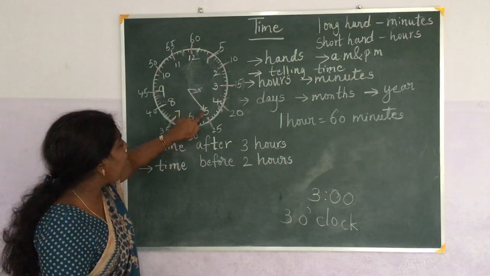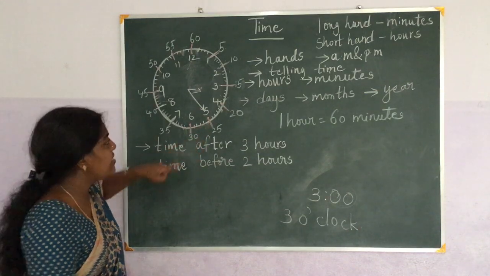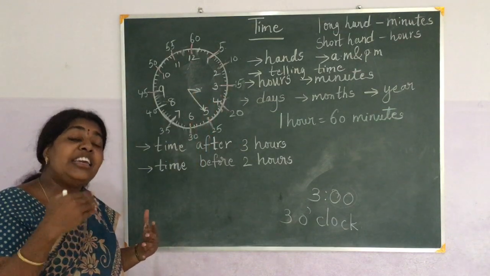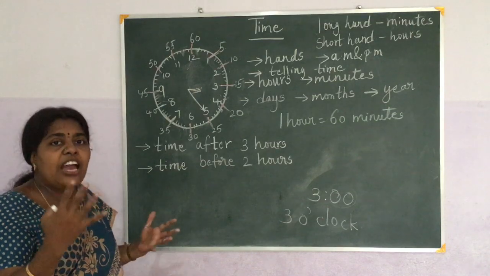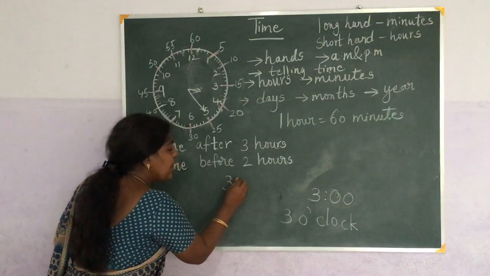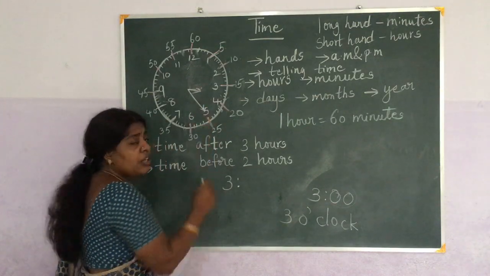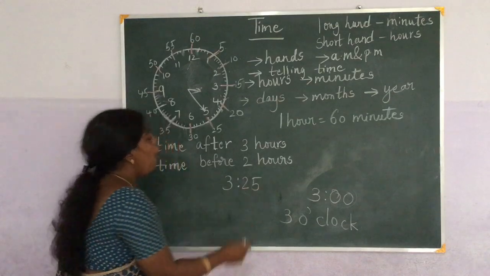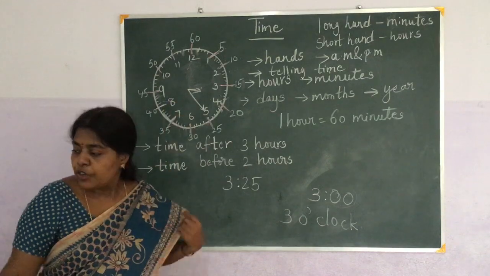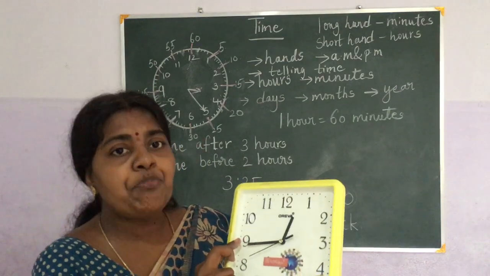Now, if the long hand is at 5, how many minutes do you get? 25 minutes. Now, the short hand is between 3 and 4. Though the short hand is going towards 4, the time is still 3 only. So the time is 3 and you have to write the minutes. How many minutes are here? 25. So, what time is this clock showing? It is 3:25. You can see this in this clock also. So I have to keep 3:25.